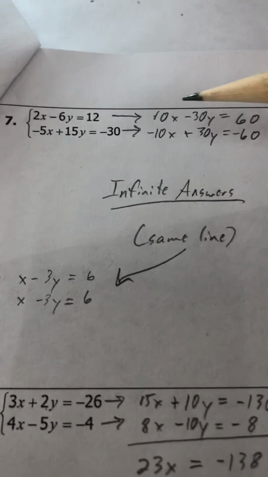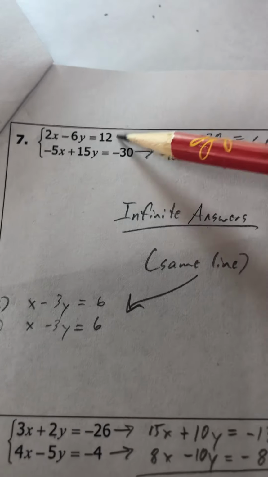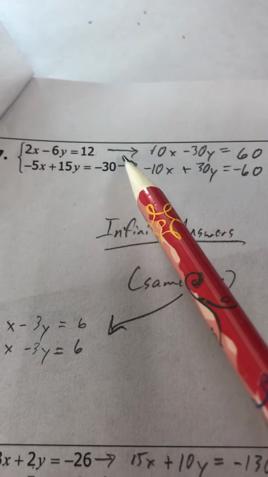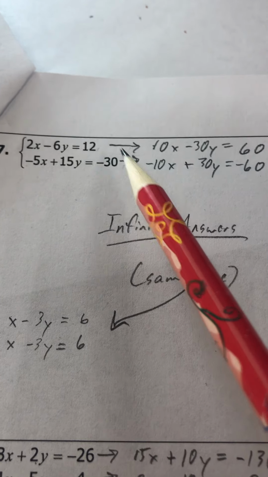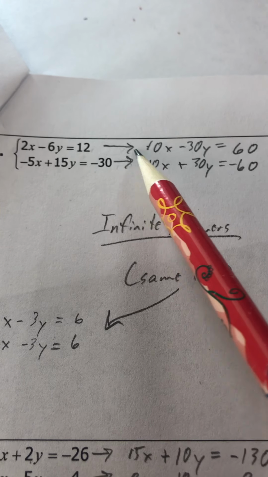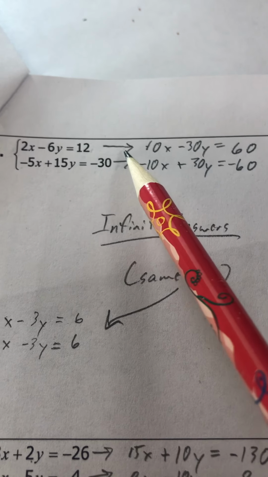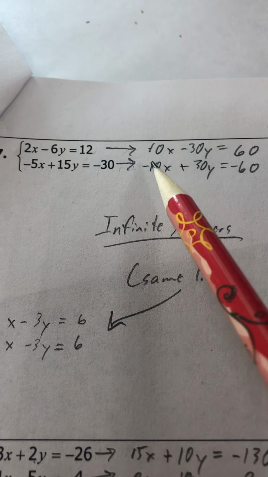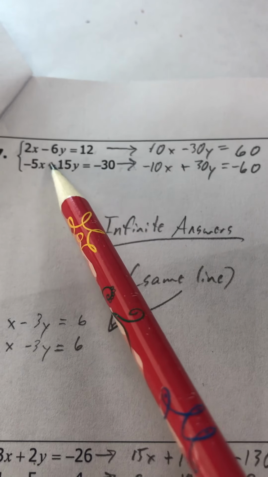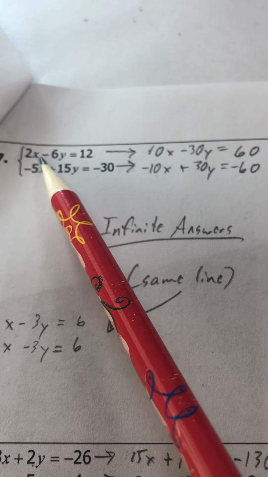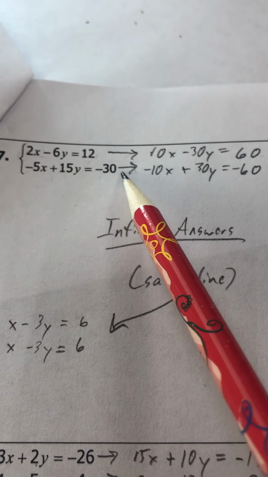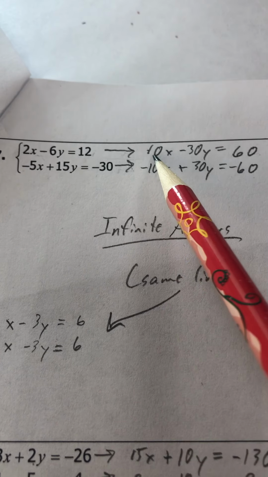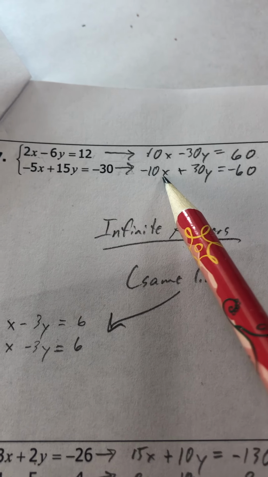For number 7, I have these two. I have to change both of them. So notice I'm using arrows whenever I make a change in the equation. I use these arrows to signify a change. So I changed both of them so that I can get rid of the x. I multiplied everything on the top by 5. I multiplied everything in the bottom by 2 so that I could have a 10x and a -10x.